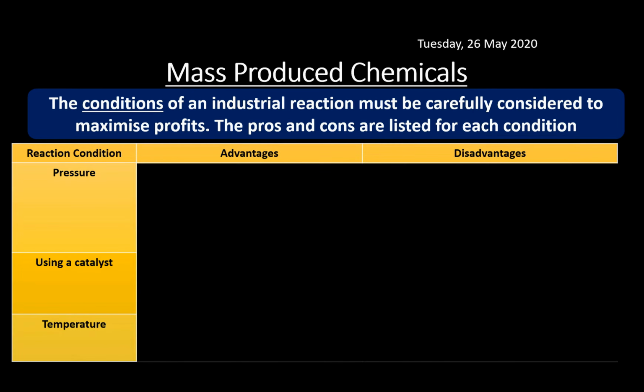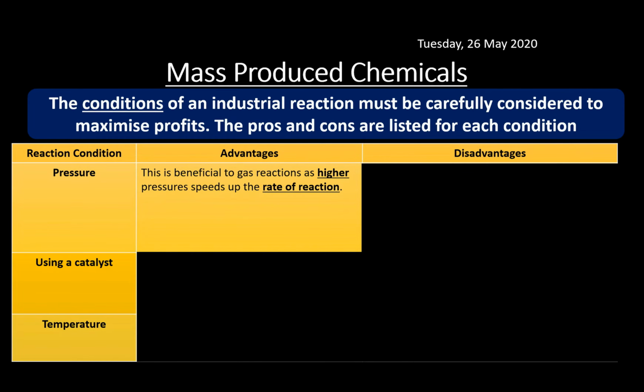So let's start with pressure first. The advantage with pressure is that it is beneficial to gas reactions, as higher pressure speeds up the rate of the reaction. If you can produce your product quicker, it means that your time is being used more effectively and efficiently, and they say time is money. So if you're producing something efficiently, then your profit margins are going to be higher.